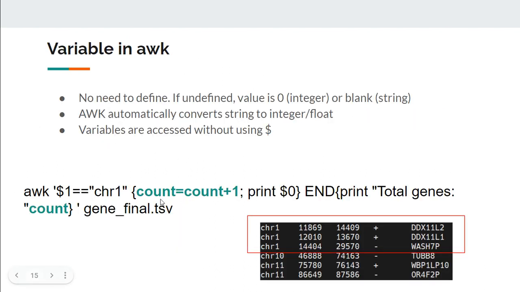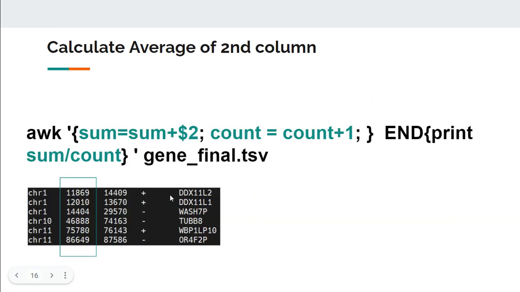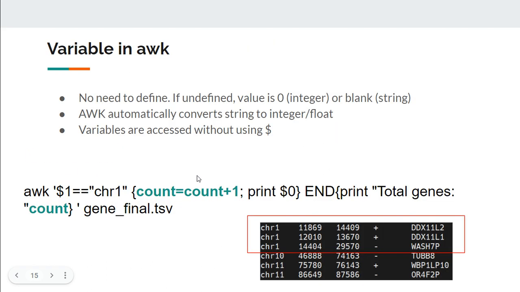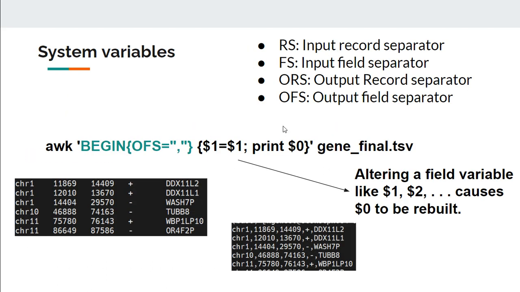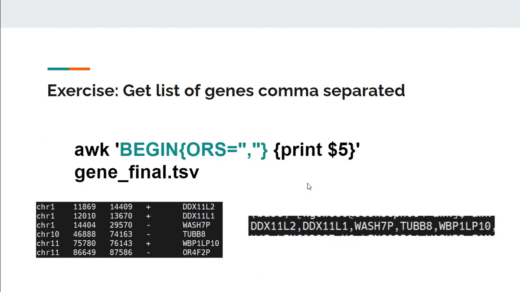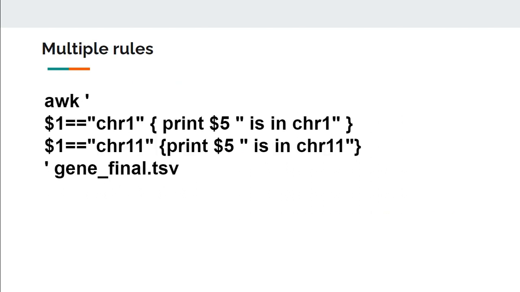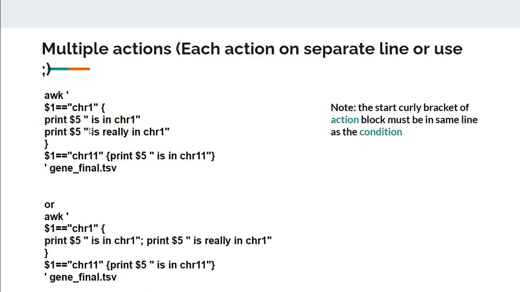Then we talked about creating a variable, and there is no need to give a dollar sign for a variable name, and no need to give quotes as well. We saw an example calculating the average of a column. Then we explored two variables, ORS and OFS, and how you can change the output format. Then we talked about how multiple rules can be applied, and within each rule we can have multiple actions as well. So that's all about the basic idea of awk.